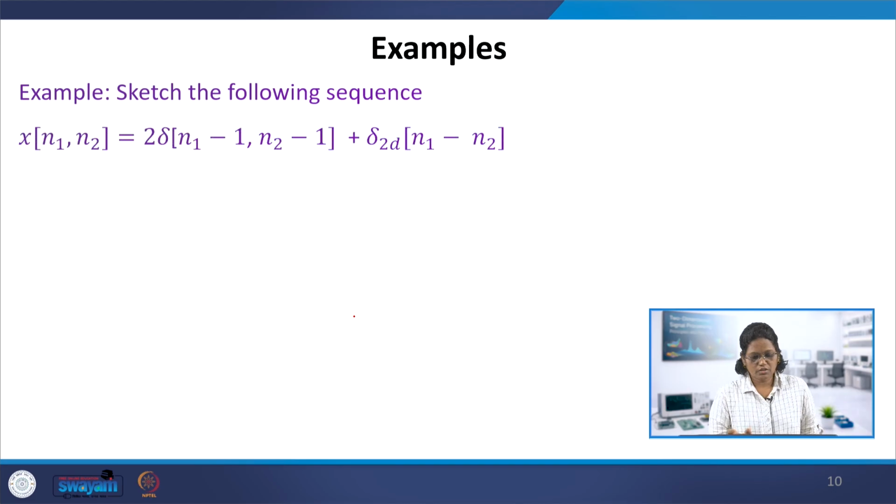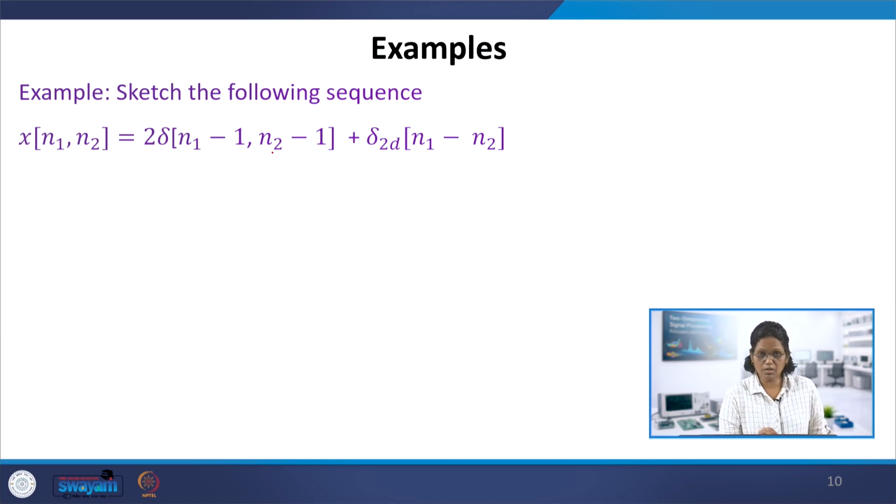Now let us sketch some of the sequences. The first thing you need to visualize is the 2D sequences and how we plot them, and we will get familiarized with that so that it can be used in future analysis. So x of N1 comma N2 is equal to, now given as, 2 delta of N1 minus 1 and N2 minus 1. You can see the right shift in N1 and N2, and the same impulse is given as N1 minus N2. So this is a diagonal impulse, the N1 minus N2.